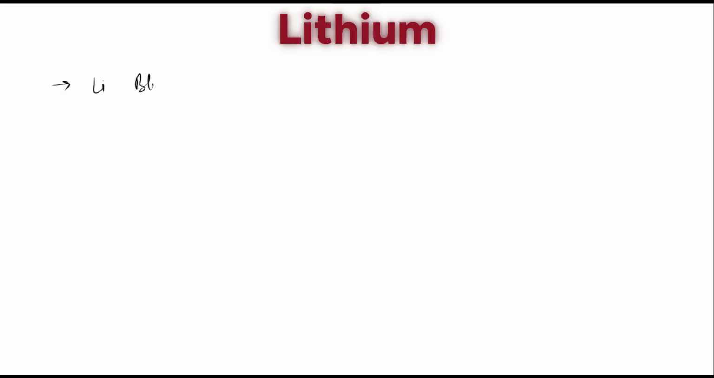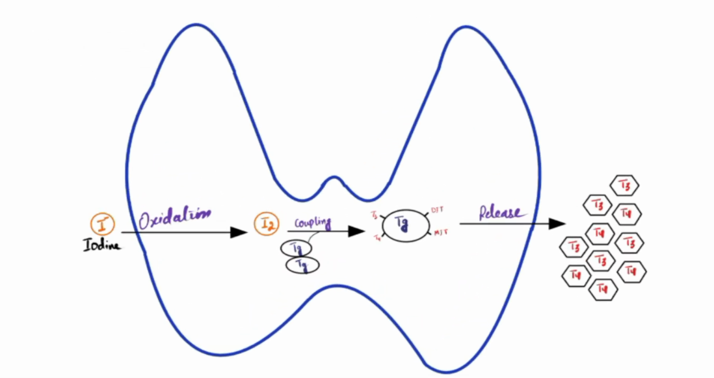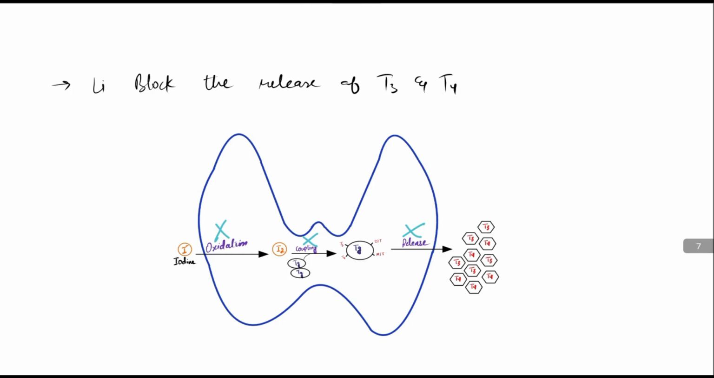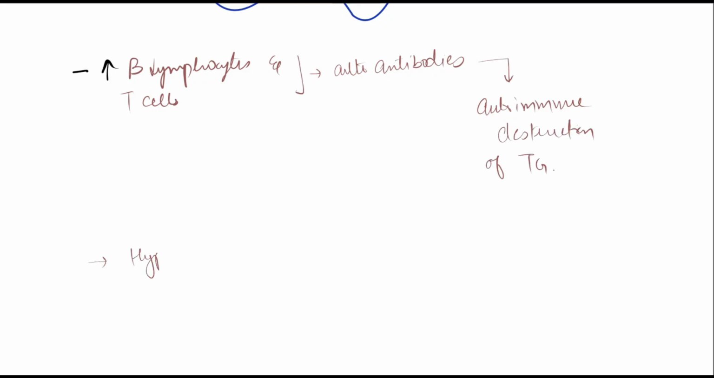The third one is lithium. It blocks the release of T3 and T4 from the thyroid follicular cells. Also, it accumulates in the thyroid gland and interferes with iodine oxidation, coupling of iodine with tyrosine, and the secretion of thyroid hormone. And also, lithium can increase the propensity of autoimmune thyroiditis by enhancing B lymphocyte and cytotoxic T cell activity, which leads to production of autoantibodies and autoimmune destruction of the thyroid tissue, which can manifest as either hypo or, less commonly, hyperthyroidism.